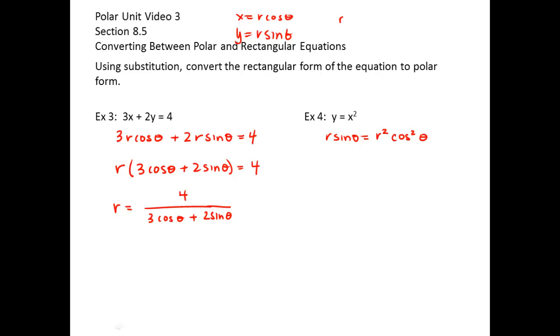And the only thing we can do with this, because factoring out an r here won't actually help solve it, is we want everything on one side. So we'd have r sine of theta minus r squared cosine squared of theta equals 0 when I subtract that over. And that is a form of a parabola in polar form.